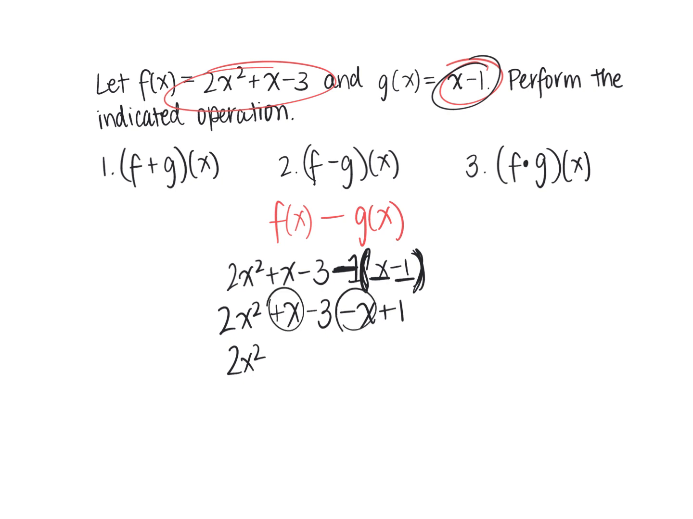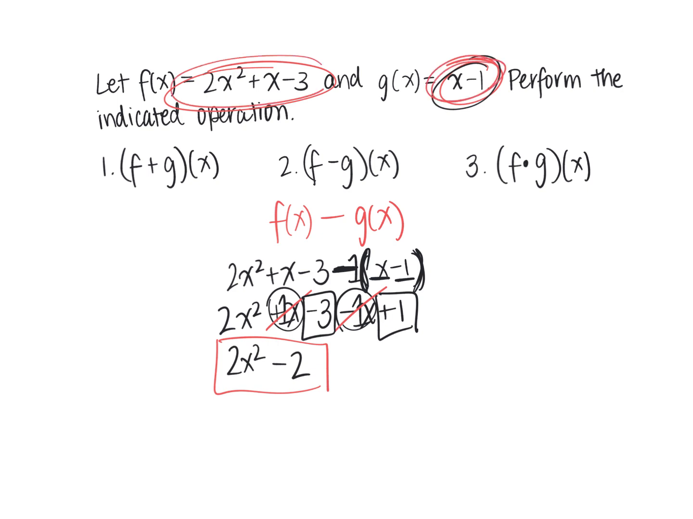Okay, so now I can combine like terms, 2x squared. This x goes with this x, but that's a positive x and a minus x. This is like a positive 1 and a minus 1. 1 minus 1 is just 0. So really, these two things cancel. Now I'm left with this negative 3 and a positive 1. Minus 3 plus 1 is negative 2. So this is my final expression when I subtract x minus 1 from this expression.